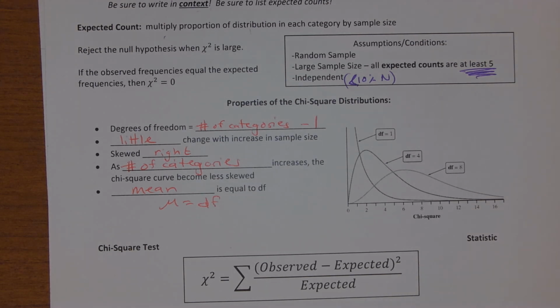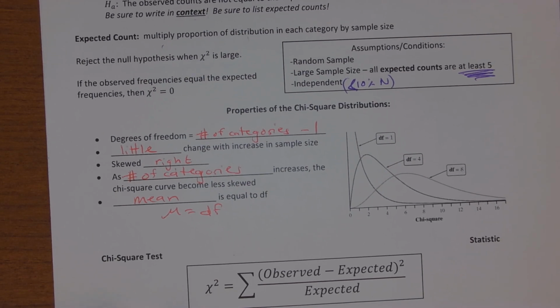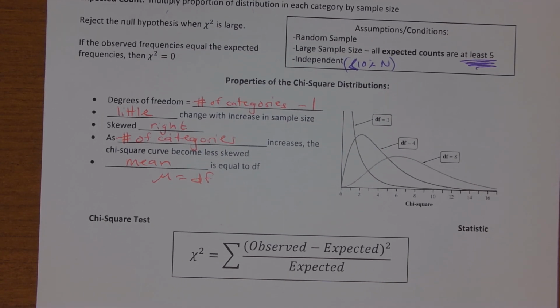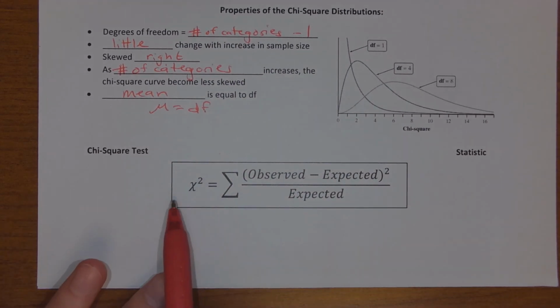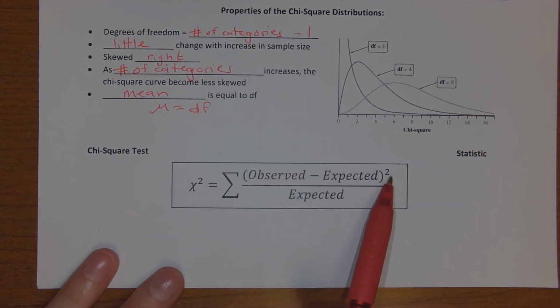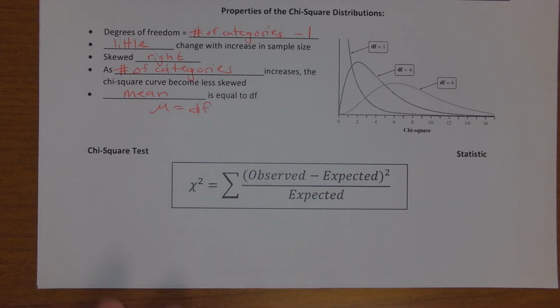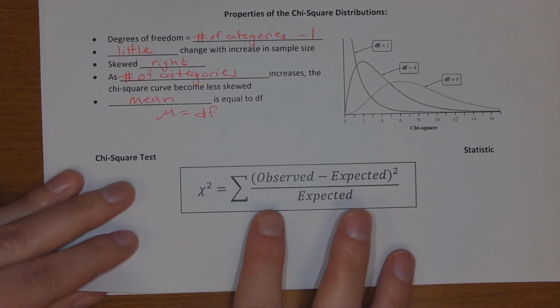When we start plugging stuff into the calculator, the first thing we always have to do is find our chi-squared statistic. Chi-squared is equal to the sum of the observed counts minus the expected counts, squared, divided by the expected counts. Let's keep this in mind. We're going to be using this.